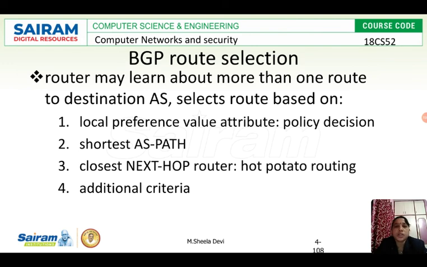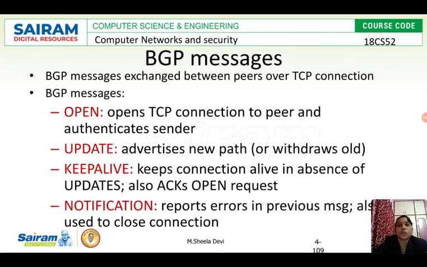And the third one is the closest next hop router. If the next hop router is closer in some path, then that path should be selected, which can also be called hot potato routing. So these are the factors, and if you have any additional criteria, you can add those.